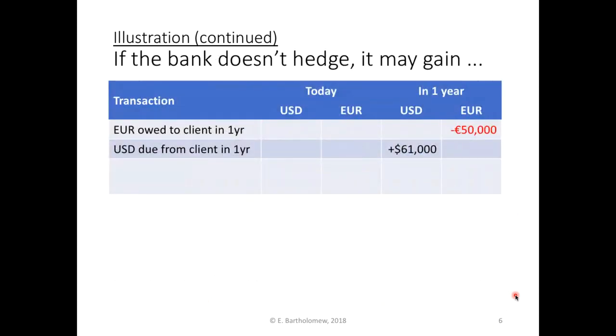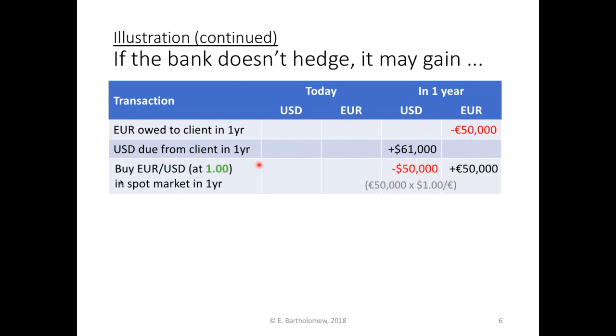So let's consider, what happens if the bank doesn't hedge. They've done this forward with their client. So they have an outflow of 50,000 euros to their client in 1 year, and they are expecting an inflow of $61,000. No exchange of cash today in either currency. And then let's say the euro-US dollar is 1-to-1.